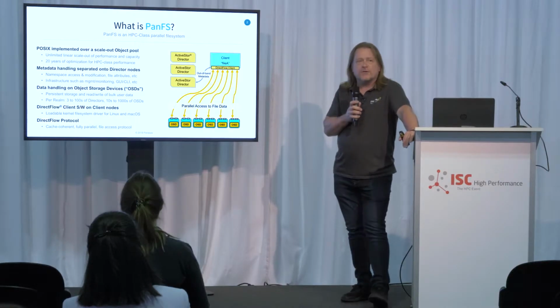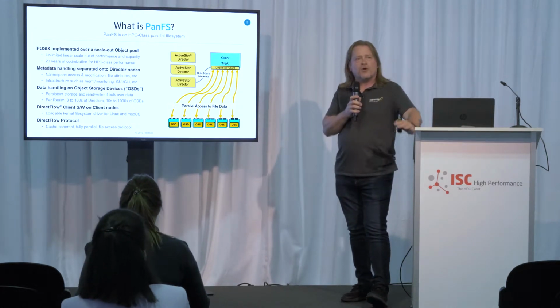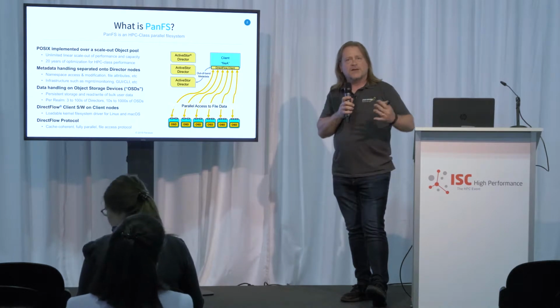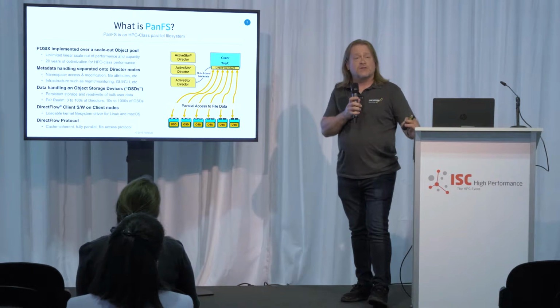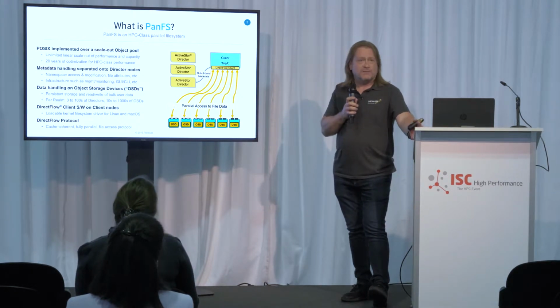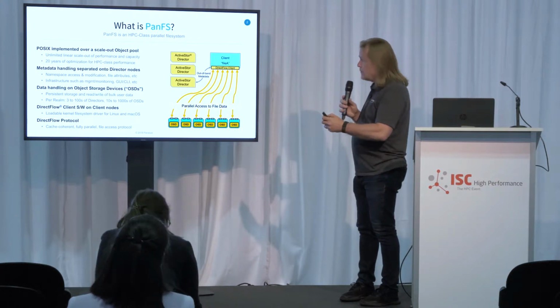Our architecture has a third component, which is a client-side plugin that uses a proprietary protocol to talk to the other two pieces. That's called the direct flow client and the direct flow protocol. That's what allows us to do the parallel file system piece of it, the parallel delivery that gives us the performance.